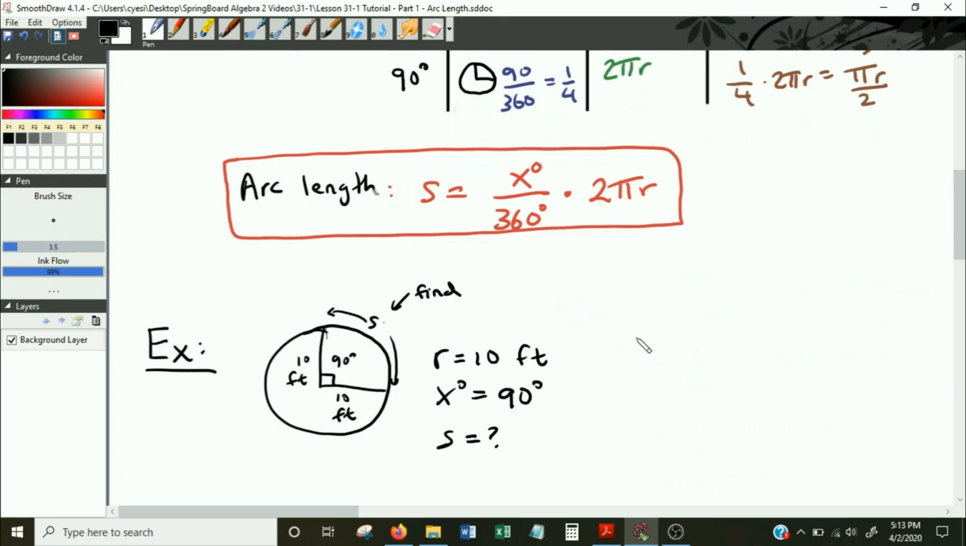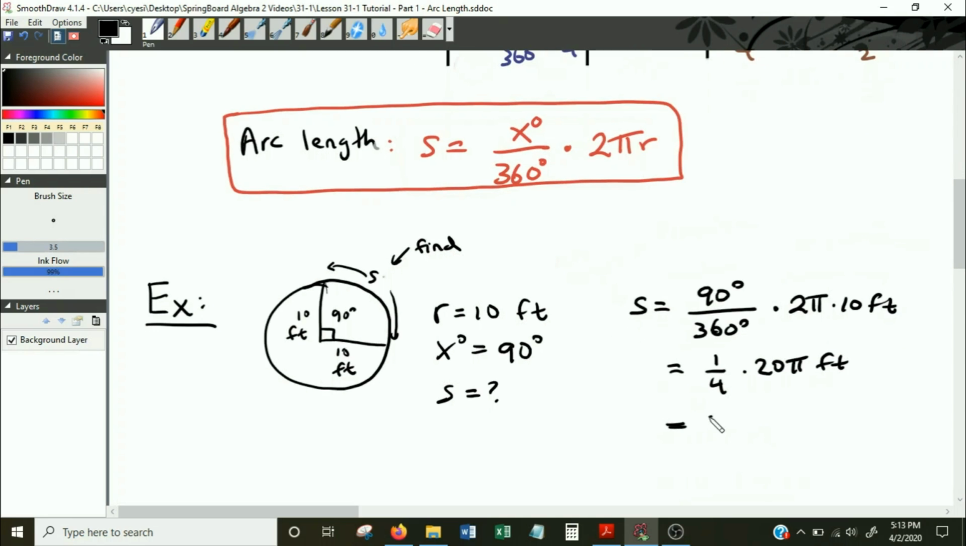Well, we would just plug it into the formula, but remember that that formula actually means the fraction, which is 90 degrees divided by 360, times the circumference, which is 2 pi times 10 feet. So I get 1/4 times 20 pi feet, okay, which is equal to 5 pi feet.